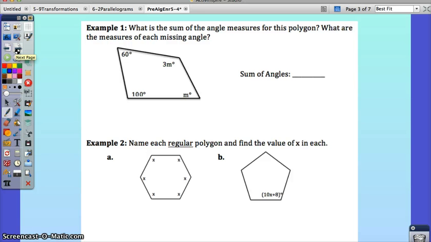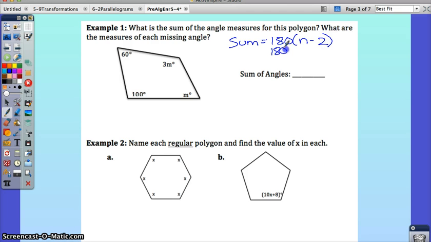In your first example, what is the sum of the angle measures for this polygon? And then, what are the measures of each missing angle? So we did problems like finding the missing angles yesterday with triangles. Now we can do it with other polygons. The first step, though, is going to be to find the sum. How do we find the sum? The sum is always 180 times n minus 2, n being the number of sides.